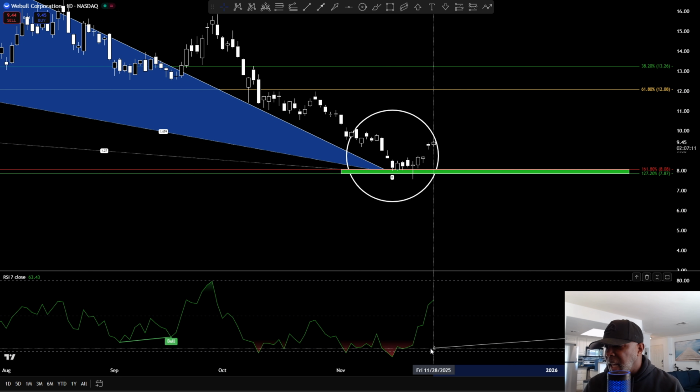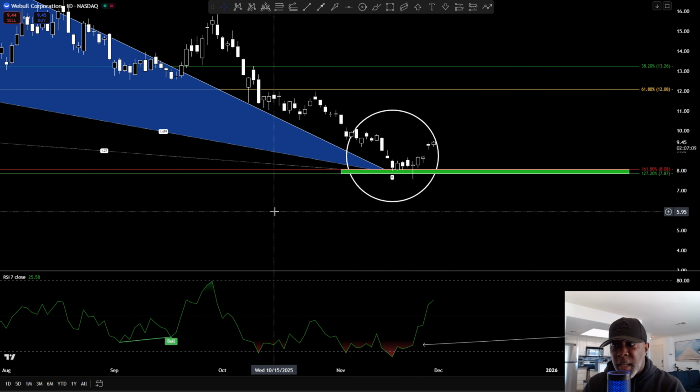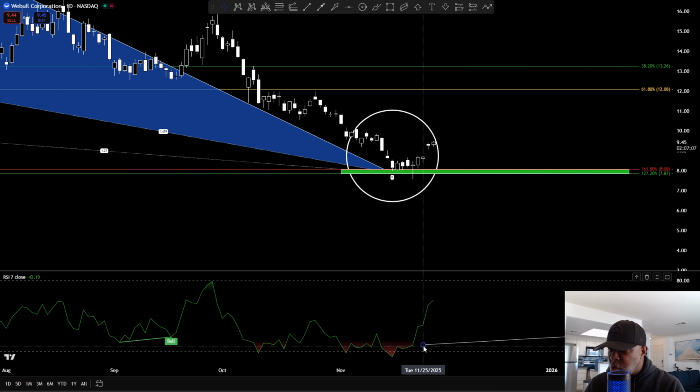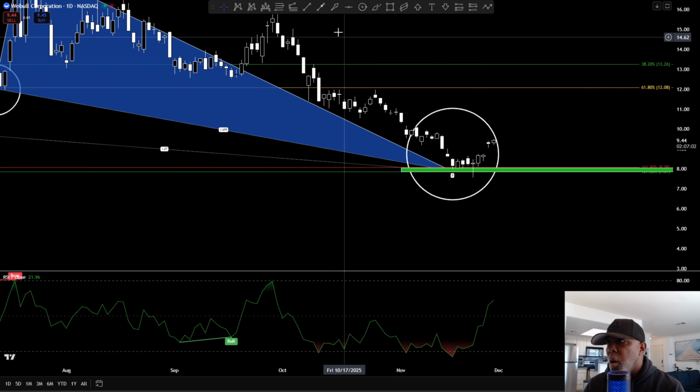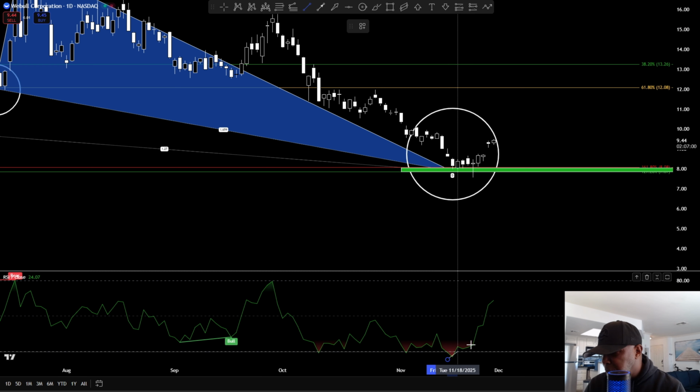So, good thing is on the day chart, we get it, and there's going to be a few things to talk about here. The day chart, we're good to go. We actually get our oversold condition with bullish divergence.